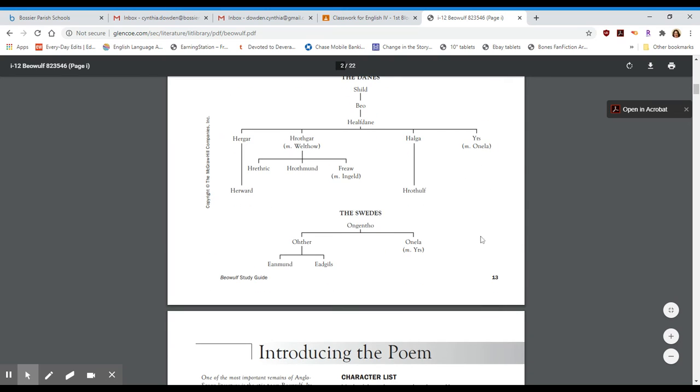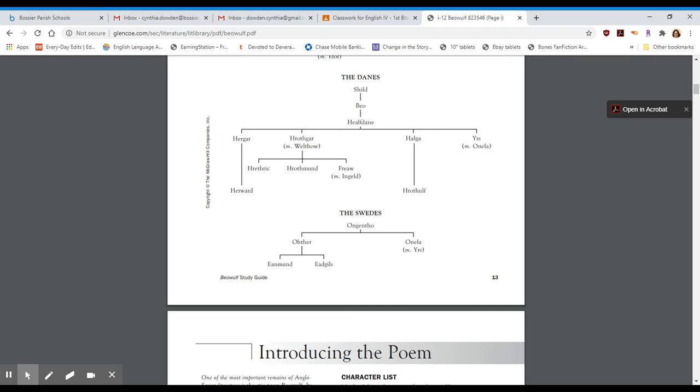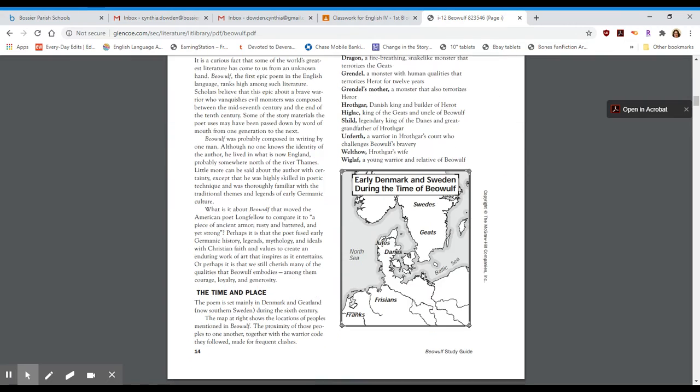And then down here, kind of to the side, like they weren't quite as important, you have the Swedes, and you find out that the Swedes were basically just in-laws. That's where they came from. They were in-laws of the Danes and the Geats, and so that's why they're just added down here. So those are some things about the characters.